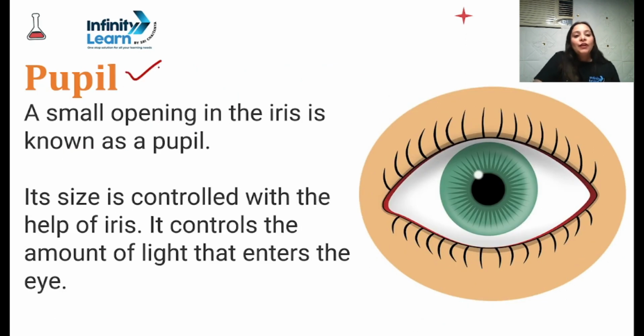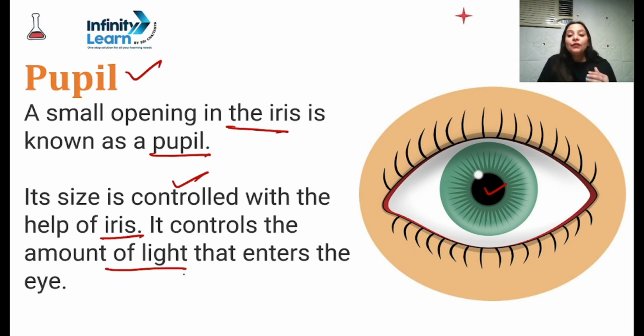Pupil. We have already discussed a lot about the pupil. The pupil is this black part which you can see inside the iris. A small opening in the iris is called the pupil. Its size is controlled with the help of the iris. So the iris controls the amount of light rays entering through the pupil. And you know that the pupil is black in color because it absorbs all the light rays falling on it. And the size of the pupil is adjusted by the iris, as we have already discussed, according to the light intensity.